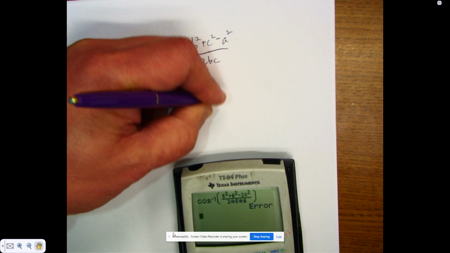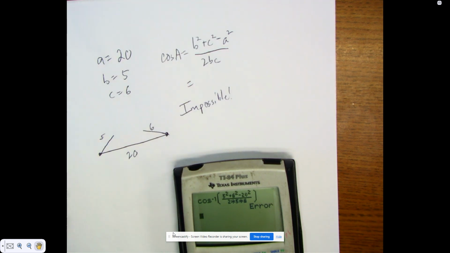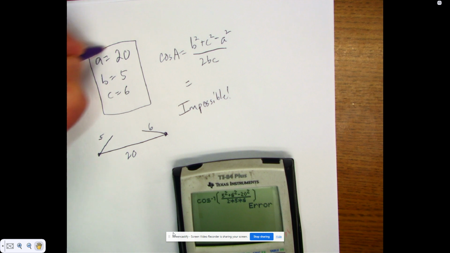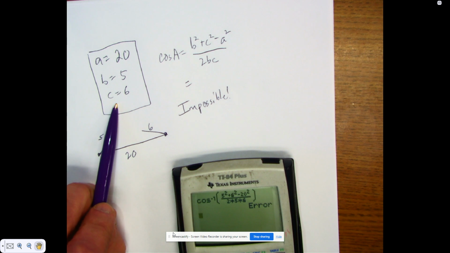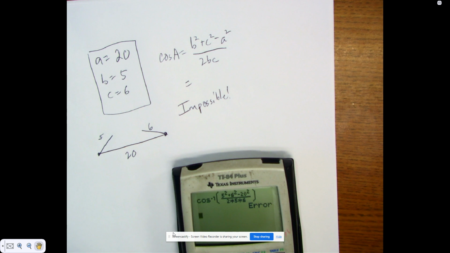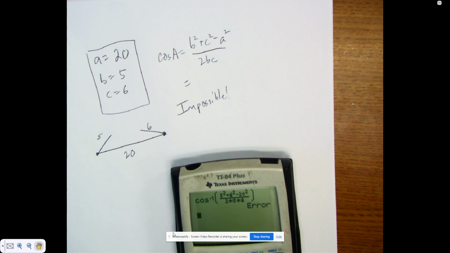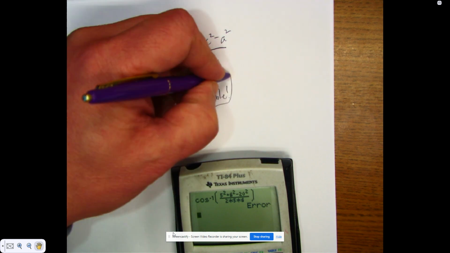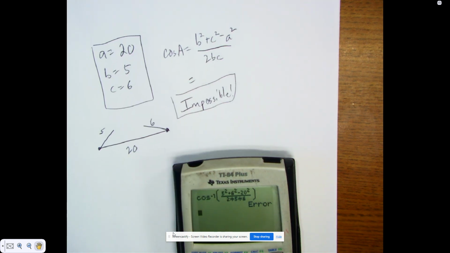All right. So you might remember something called the triangle inequality from geometry class. The reason there's no triangle here is because the two smaller sides have to add up to be larger than the largest side. Okay, the sum of the two smaller sides have to be larger than the largest side, and that's not the case here. And so that's why this is impossible.